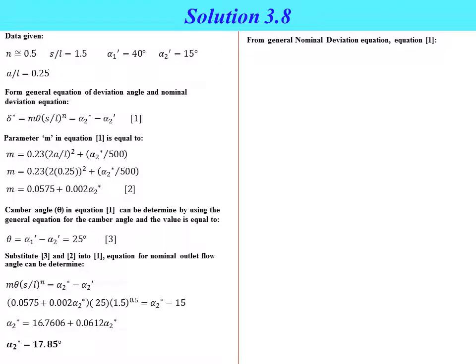From the general nominal deviation equation, equation number 1, delta star equal to alpha 2 star minus alpha 2 prime. We know that alpha 2 star equal to 17.85 and alpha 2 prime equal to 15. So you'll get the value for the nominal deviation angle, which is equal to 2.85 degrees.